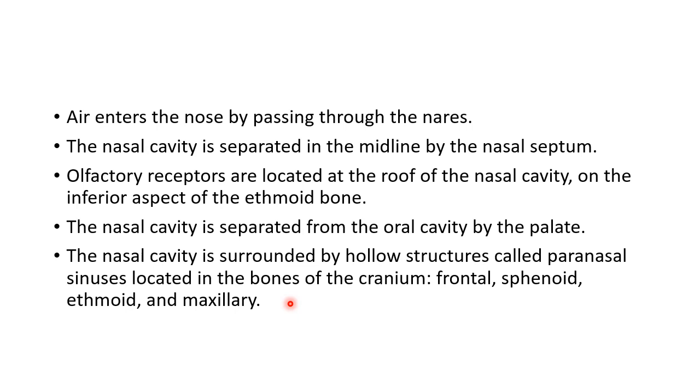Furthermore, the nasal cavity is surrounded by hollow structures or spaces called paranasal sinuses. So the term paranasal means around the nose. These paranasal sinuses are located in the bones of the skull, and in particular, we find them in the frontal bone, the sphenoid bone, the ethmoid bone, and the maxillary bone. So these are technically just hollow spaces lined with respiratory mucosa situated in the bone.